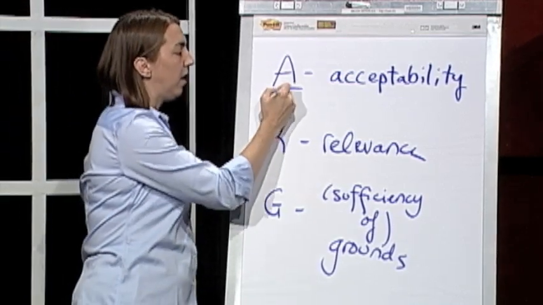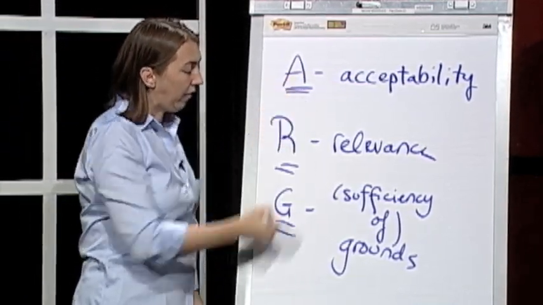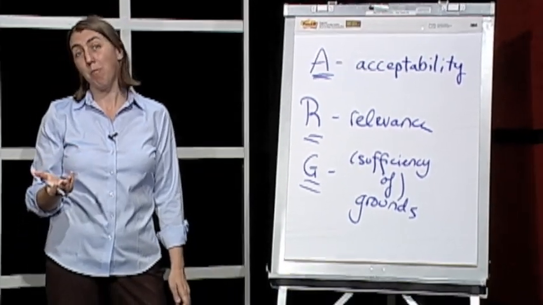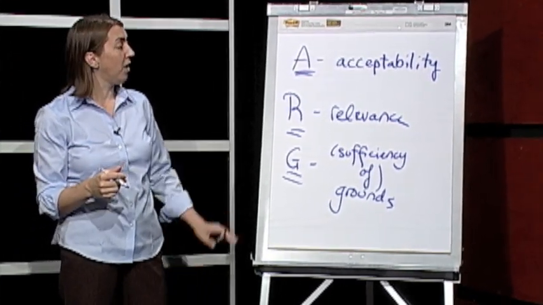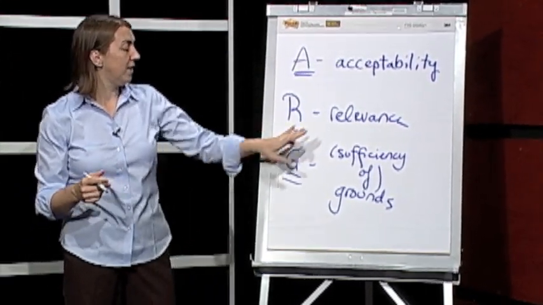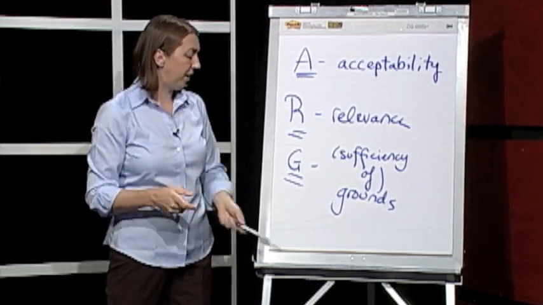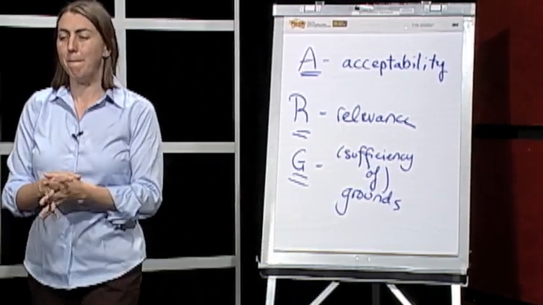We use this acronym in order to help us remember that the 3 main questions we ask of any set of premises that are involved in an argument are acceptability, relevance, sufficiency of grounds, the ARG conditions, the first 3 letters of the word argument. That's easy to remember.